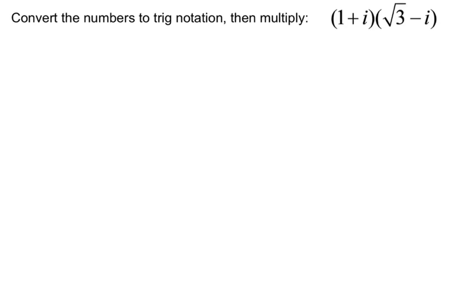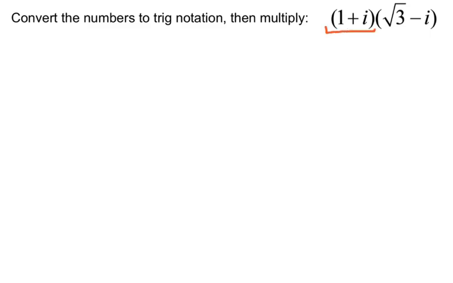Here we have the product of two complex numbers in standard notation. And sure, we can just FOIL these, but we are right now showing that we can use these properties in trig notation as well. So we're going to convert them to trig notation first, and then we'll multiply.